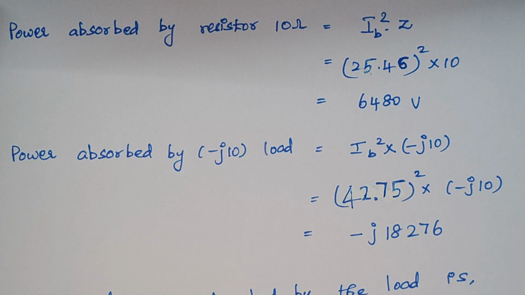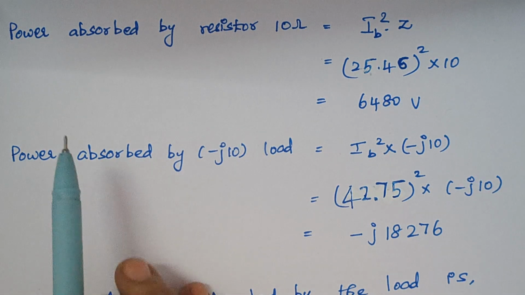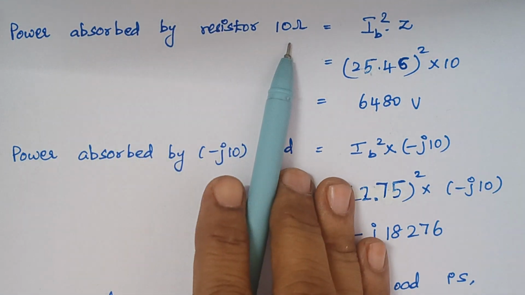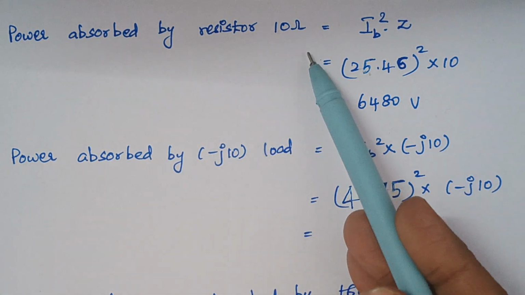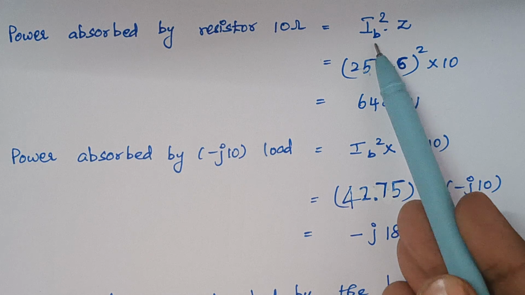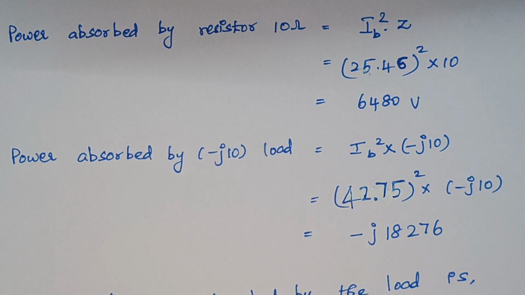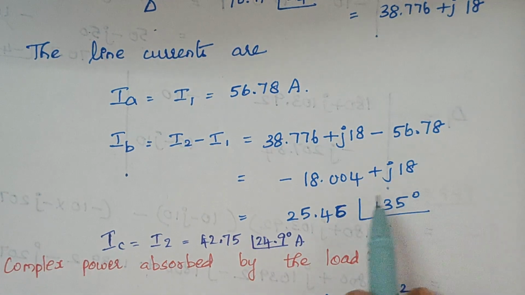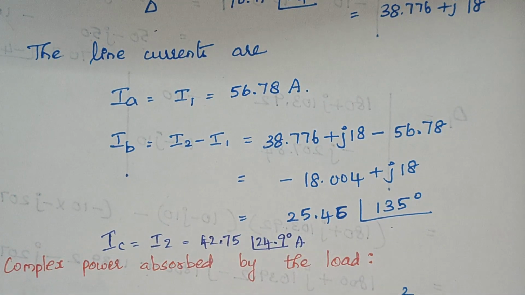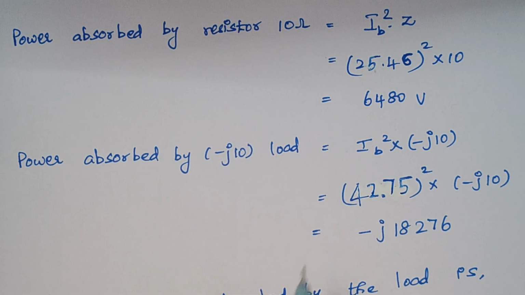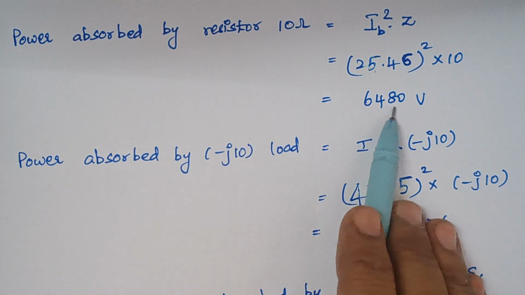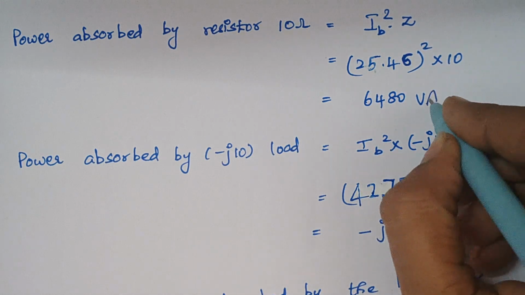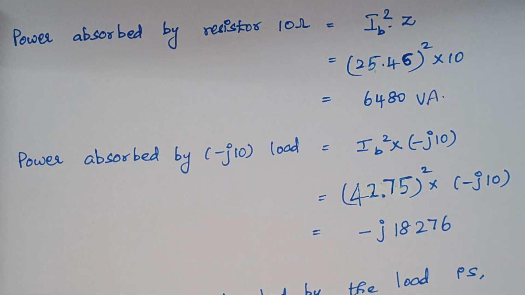Now, the next thing is power absorbed by the 10 ohm resistance. So here the current flowing through this 10 ohm resistor is nothing but IB, right? We have already calculated IB. You see, the value of IB is 25.46. So 25.46 whole square multiplied by 10. So that gives 6480 volt ampere, right? Since everything is a complex power, we are denoting it as VA.